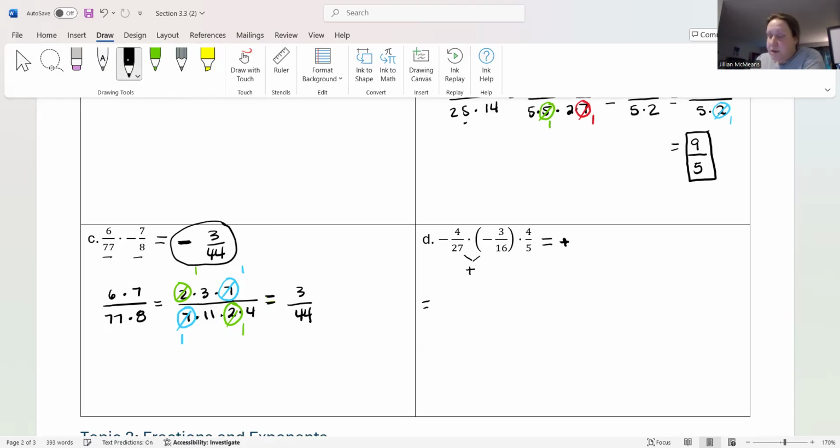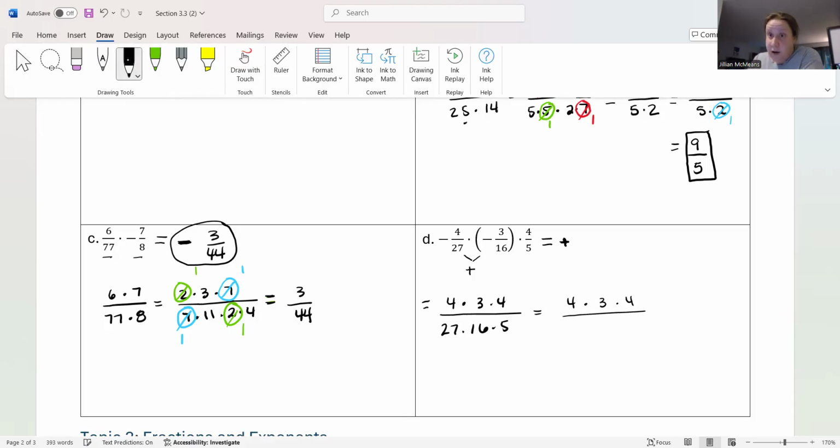So not even worrying about signs right now, just worrying about numbers. I have 4, 3, and 4 in the numerator. The denominator is 27, 16, and 5. So let's see if we can find any common factors. I think I'm going to leave my 4s alone in the numerator because I see that I have a 16 in the denominator. And so those 4s are going to kind of work themselves out. And then my 3 is already prime. So I'm not actually going to do anything at all to my numerator. I'm just going to leave it as 4 times 3 times 4.